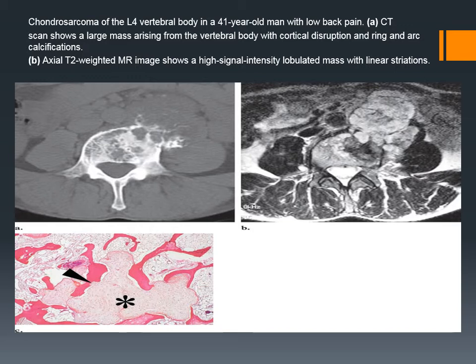Chondrosarcoma of L4 vertebral body in a 41-year-old man with low back pain. CT shows a large mass arising from the vertebral body with cortical disruption and ring and arc calcification.